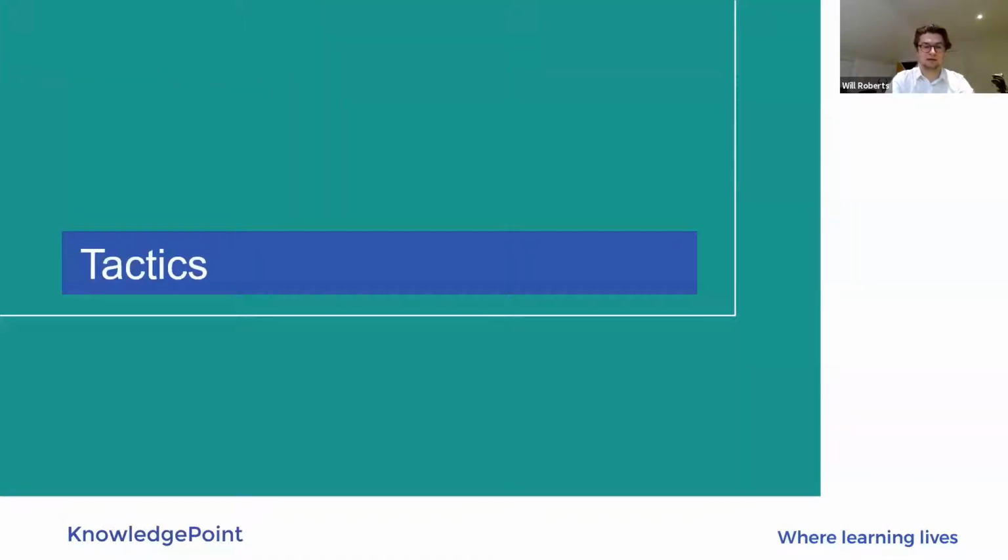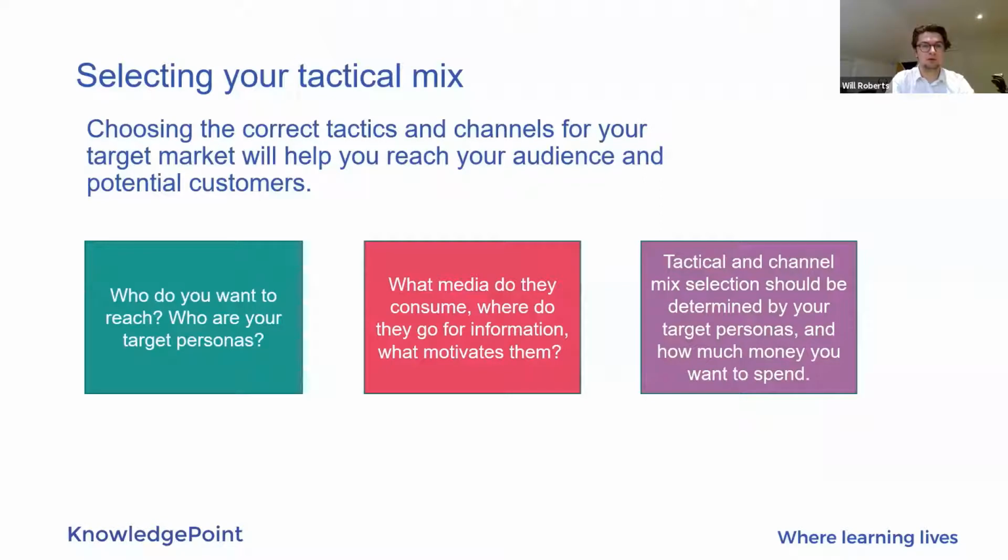So tactics. You need to create a tactical mix. And this is done, again, through building blocks. So back to your target market, who do you want to reach and who are your target personas? Then you need to think how they behave. What media do they consume and where do they get their information and their motivation from? And then you need to choose what is the right tactical channel you should select and how do you reach that target market? And also importantly, how much money do you want to spend?